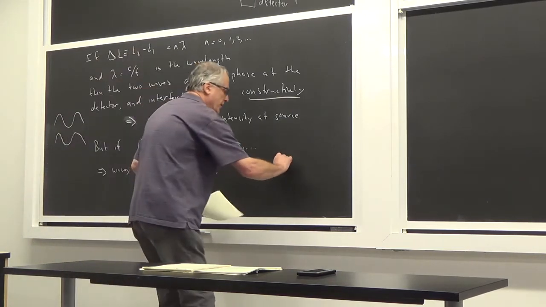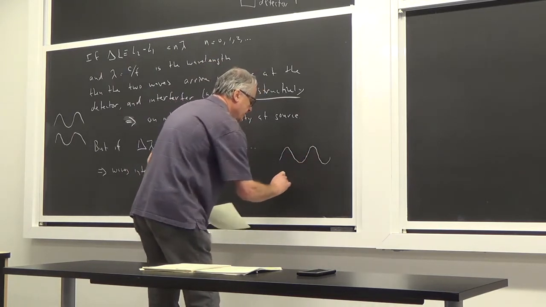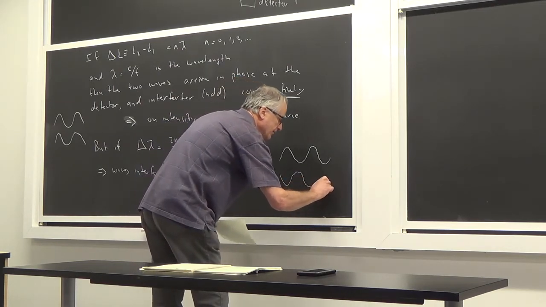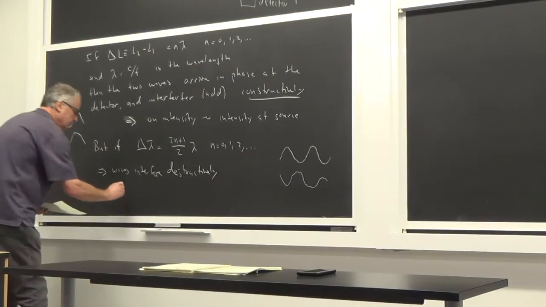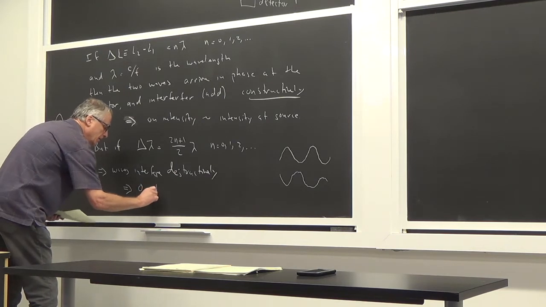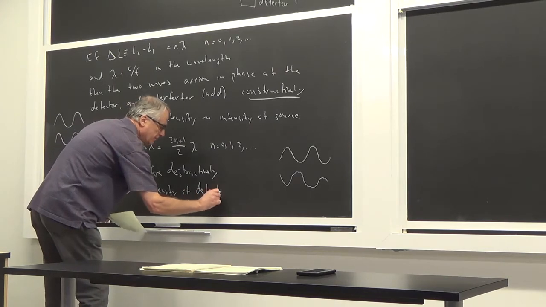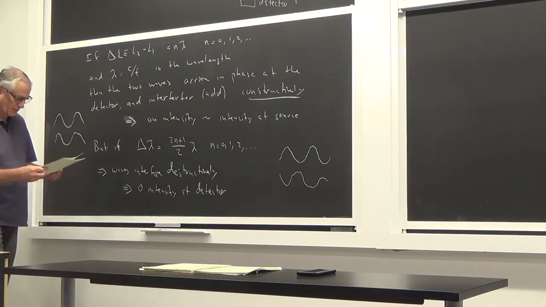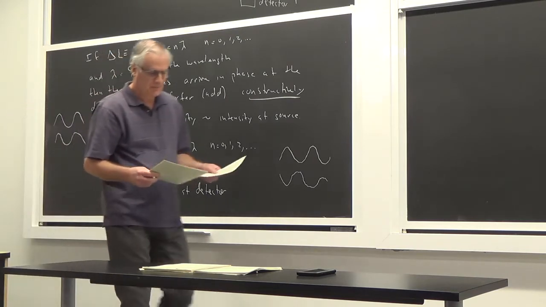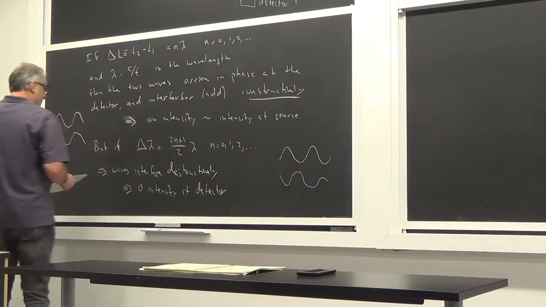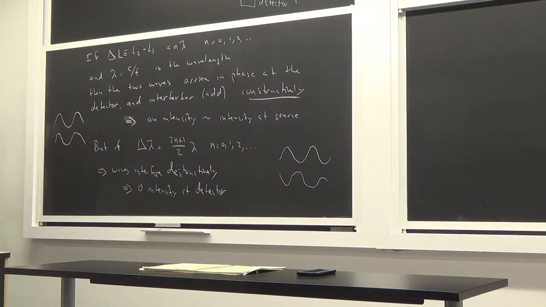So one wave might have a phase like this, and the other one is just the opposite. It's a half wavelength alpha. Draw it down here. And the two add up and give 0 at the detector. And so this provides a useful device for measuring various things.